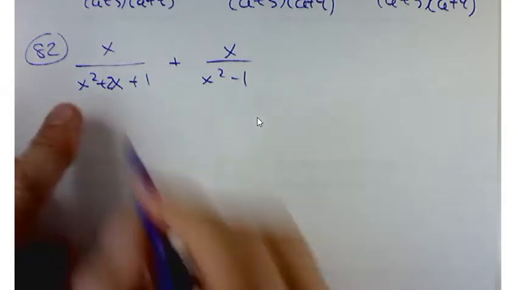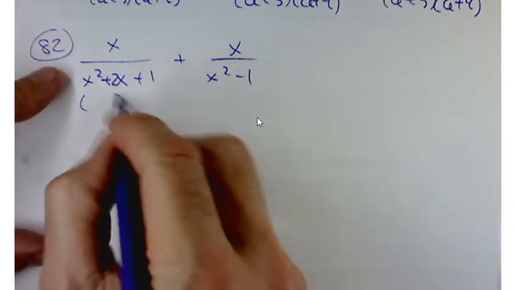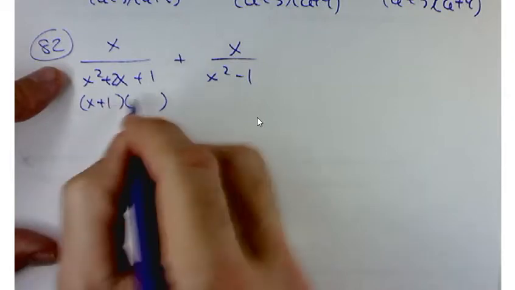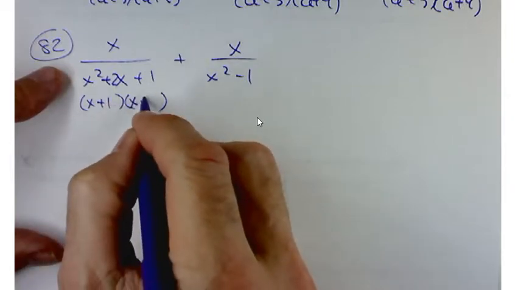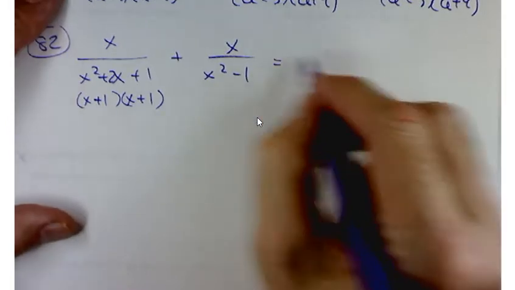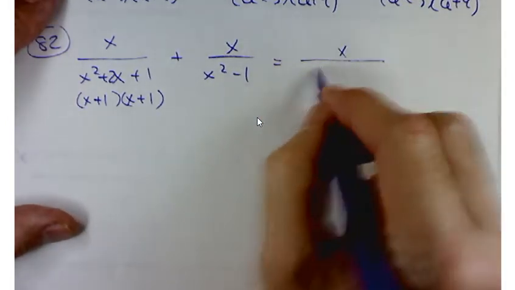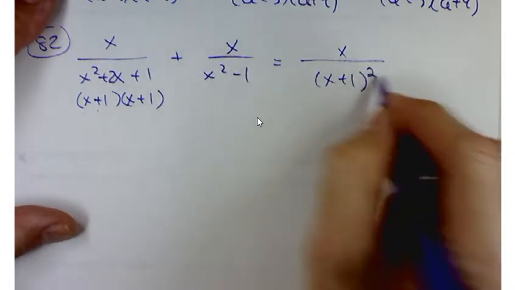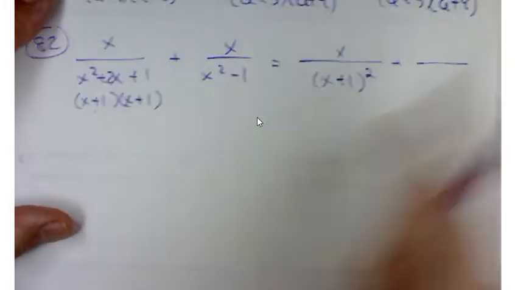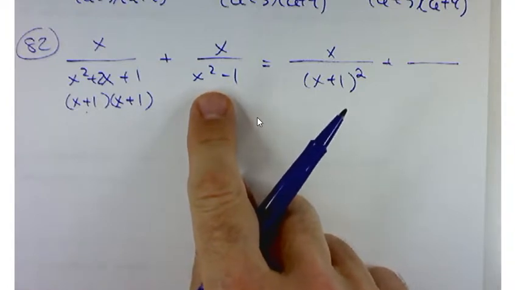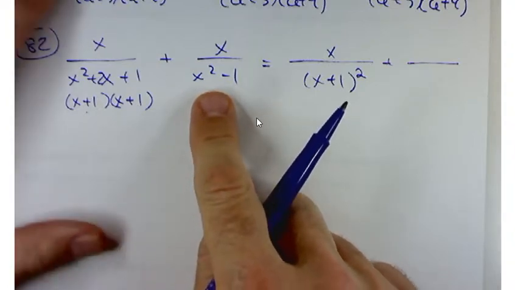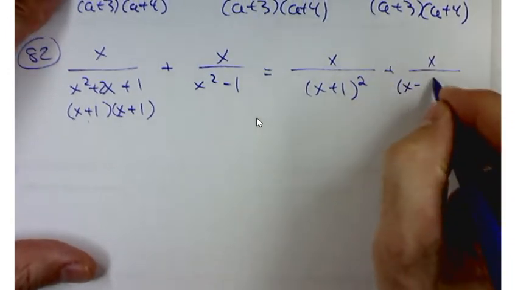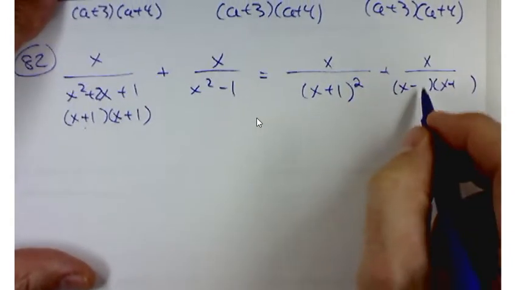So, how about this first one? How does that factor? x plus 1, x plus 1, right? Now, you really need to write it as x plus 1, what? Squared. How about the second one? How does that one factor? Yeah, a minus and a plus. So x minus 1 and x plus 1.